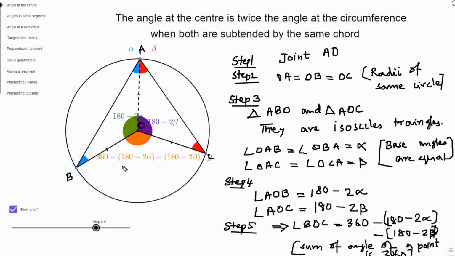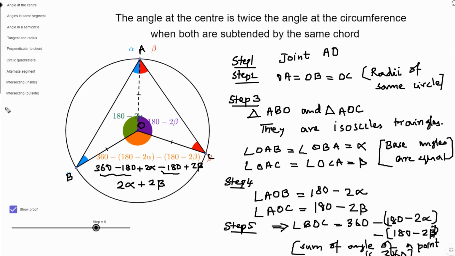Now we have to calculate this. That is going to be the next step. We will calculate and see if it is correct or not. So 360 take away 180. Expand the bracket: 360 minus 180, then minus to minus plus 2 alpha minus 180, again minus to minus plus 2 beta. Here 360 take away 180 is 180, and again take away 180, it is going to be 0. So finally we will get 2 alpha plus 2 beta.